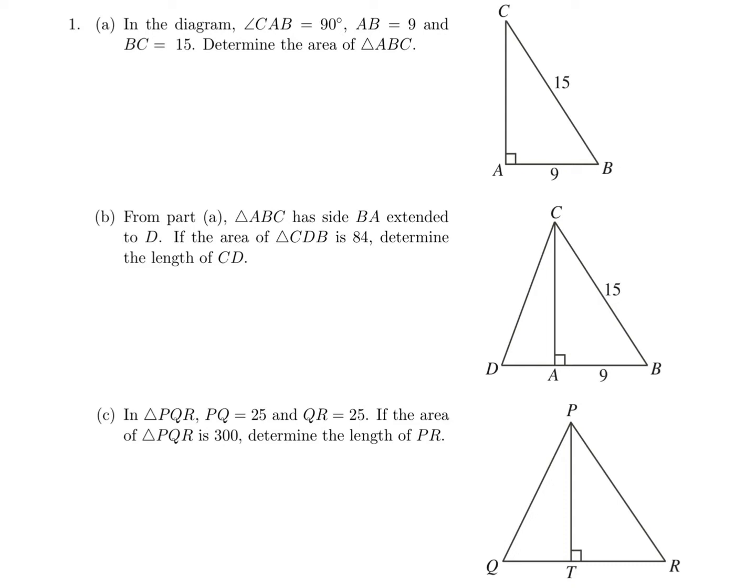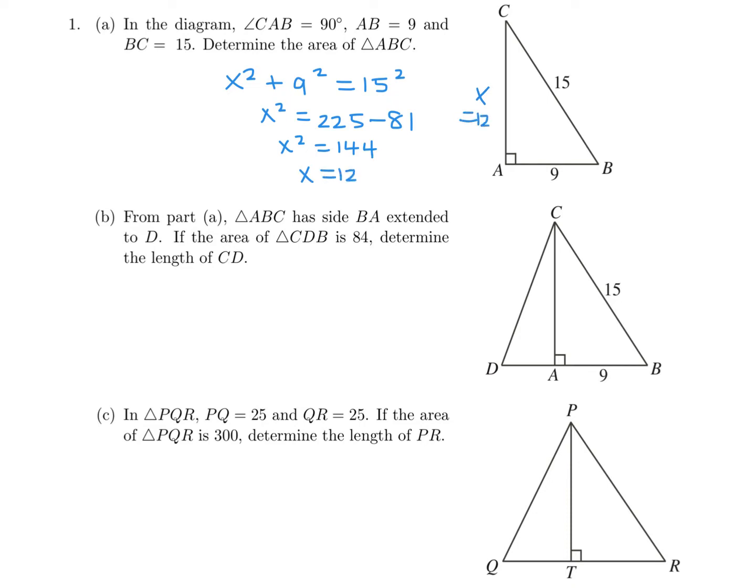Well, first we're going to probably need this distance from A to C, so we can figure that out pretty quickly with Pythagoras. So if that is x, we have x squared plus 9 squared is equal to 15 squared. So that means that x squared is equal to 225 minus 81, and therefore x squared is equal to 144. X is 12.